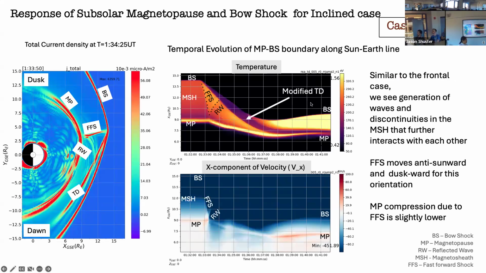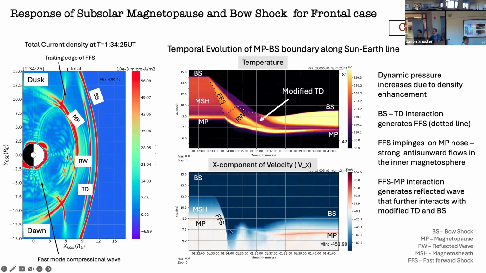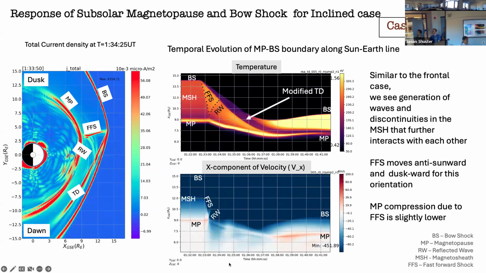If we look at this case similarly, it's the same thing. We see the fast forward shock, but not the compression wave too clearly here. And if we compare these two cases, because the Vx is so high, the anti-sunward flow is so high, the compression in the magnetosphere at the subsolar point is slightly lower in the inclined case as opposed to the frontal case.